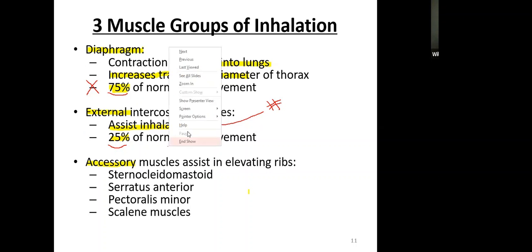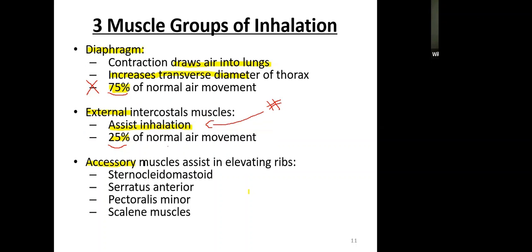So we also have, as you know from your training, accessory muscles which assist in elevating the ribs. And so these muscles are things like your sternocleidomastoid, your serratus anterior, your pectoralis minor, and the scalene muscles.